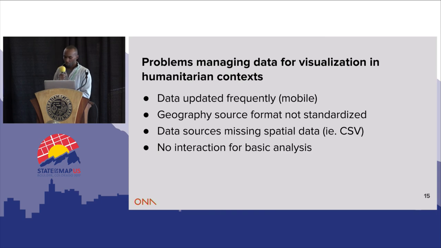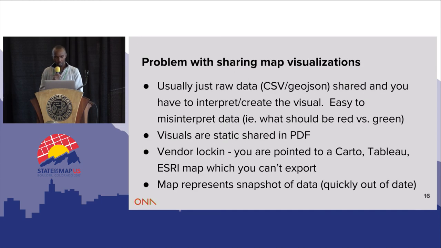So the challenges that we encountered building this platform were that data was being frequently updated. The geography source format was not standardized. It came in as JSON, as CSV, in so many formats. Some of the data sources were missing geospatial data, and there was no basic interaction. So let's say you want to do some basic analysis. This wasn't possible.